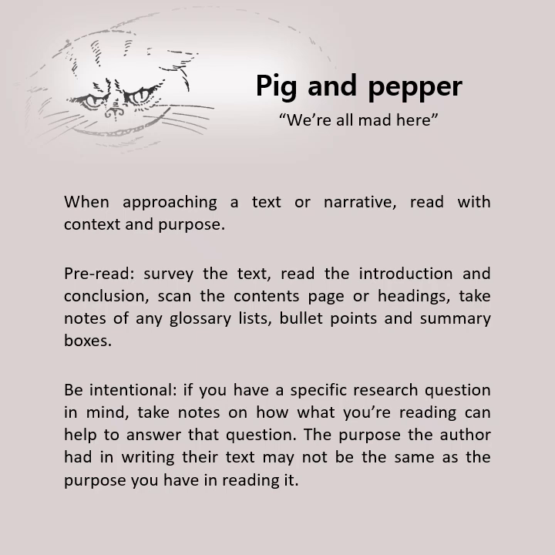Note any keywords, glossary lists, bullet points, and summary boxes to get an approximate idea of what the author is going to tell you about before starting to read the text. That way, you'll have an idea of context when you're reading the details. Purpose refers to the purpose you have in reading the text. Be intentional. If you have a specific question in mind, don't take notes to summarize what the author is saying. Instead, take notes after each paragraph to summarize how what you've just read can help you answer your research question.